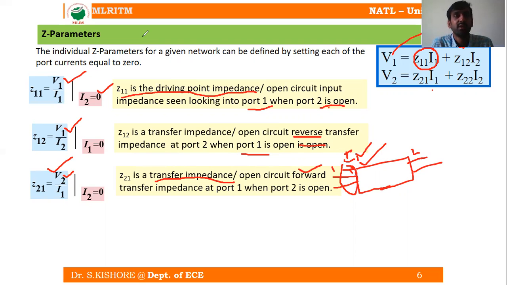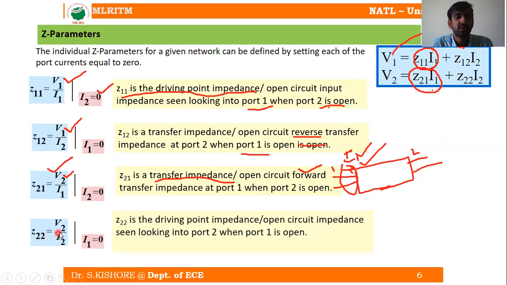And similarly, for the other expression, when port 1 is open circuit, I1 is equal to 0, so this whole term is going to be equal to 0. Then we get V2 is equal to Z22 into I2. So Z22 is going to become V2 by I2, at I1 equal to 0.